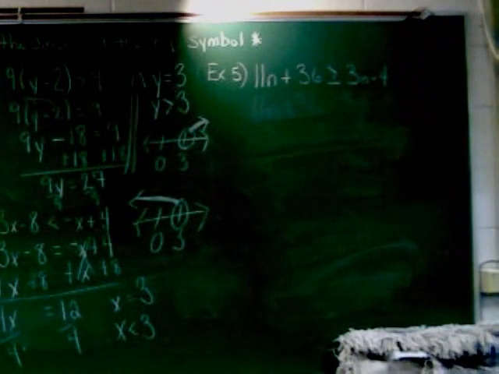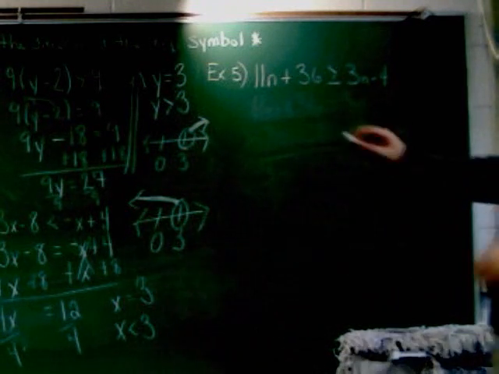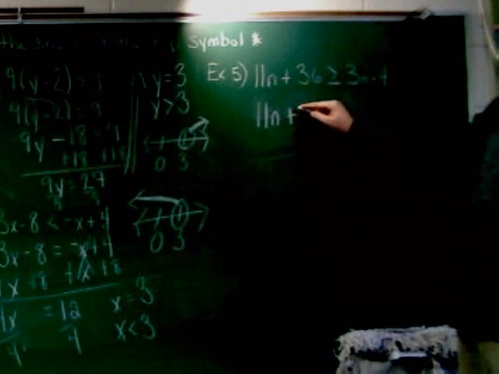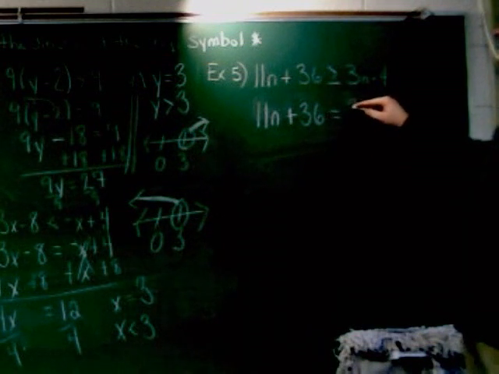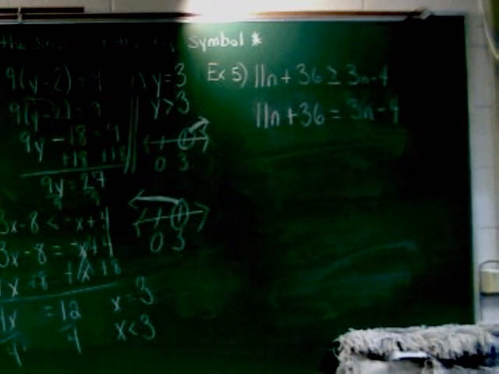Okay, last one. 11n plus 36 is greater than or equal to 3n minus 4. All right, so we're going to go right into the equal sign. And I took care of that. Okay, so what element has to get moved to the left side of the equal sign? 3n has to get moved to the left side of the equal sign.